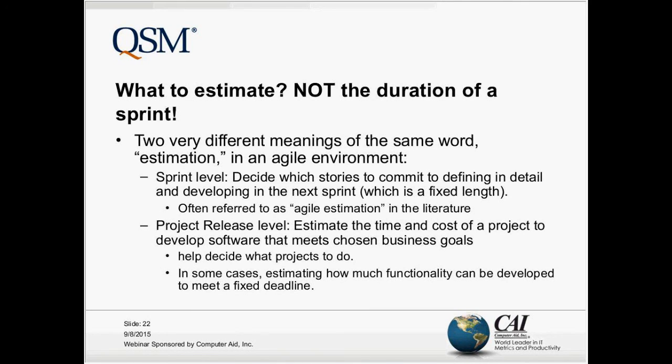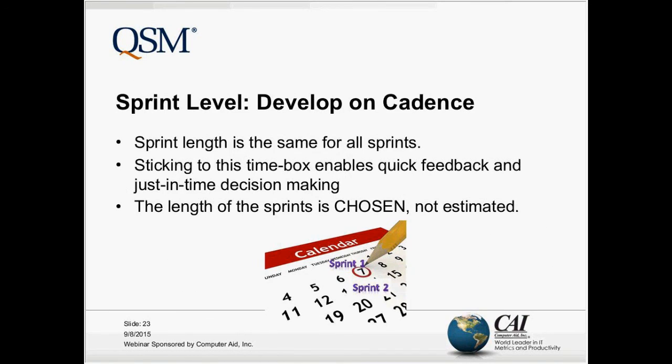Let's look briefly at those sprint-level decisions. The duration of each sprint in the project will be the same, and sticking to that time box provides a cadence for feedback and adjustment. The cadence is chosen, not estimated. Things to decide at each sprint. Given the feedback we've received, what should we change and improve on? And then in particular, what's the next set of stories to develop?